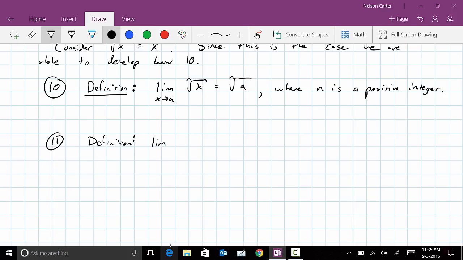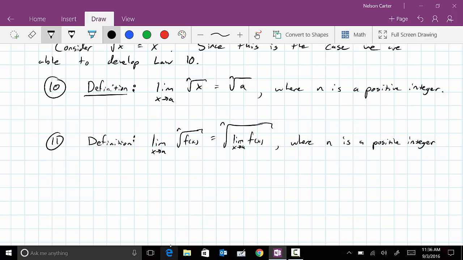It says that the limit as x approaches a of the nth root of f of x is actually equal to the nth root of the limit as x approaches a of f of x. And this is true in a general sense. So in other words, you can bring a limit inside of a root, which is very helpful. And that's where n is a positive integer.